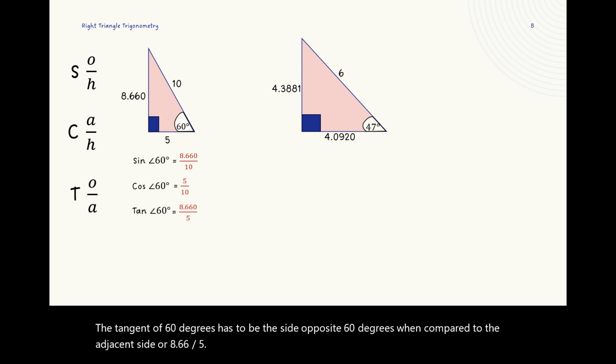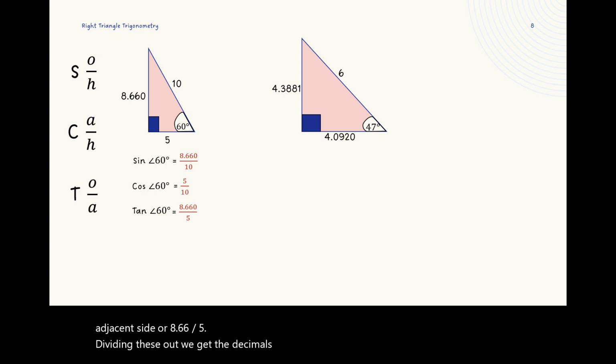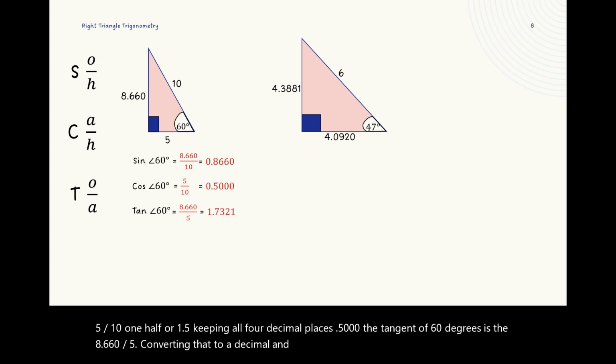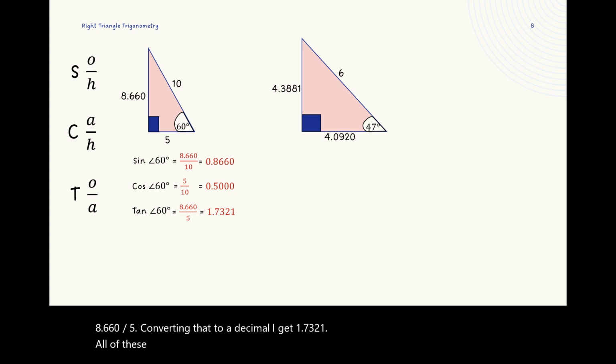Dividing these out, we get the decimals. 8.660 over 10 is 0.8660. 5 over 10, 1/2 or 0.5, keeping all 4 decimal places, 0.5000. The tangent of 60 degrees is the 8.660 divided by 5. Converting that to a decimal, I get 1.7321. All of these represent the sine, cosine, and tangent for 60 degrees, which we would have picked up from the table.